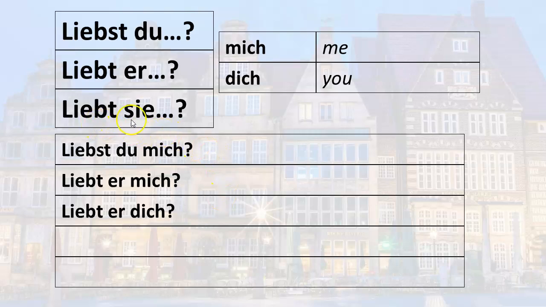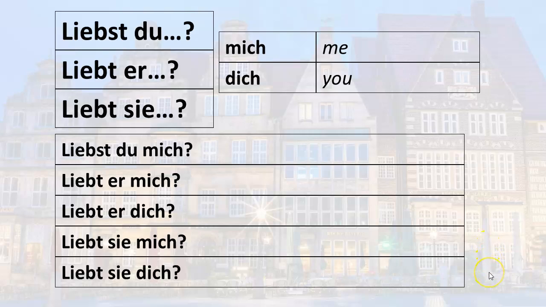Now let's move on to liebt sie mich. If I want to ask the question, does she love me? It would be liebt sie mich? Liebt sie mich? Does she love me? And then finally, does she love you? Liebt sie dich? Liebt sie dich?